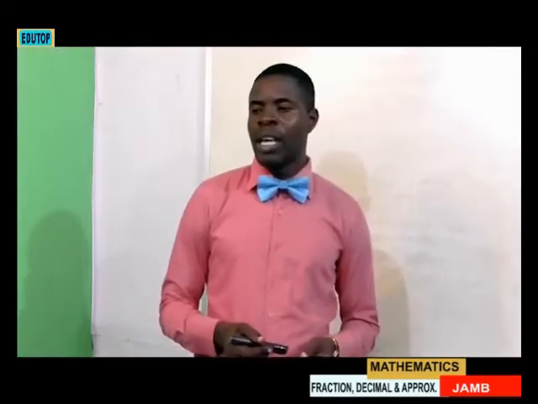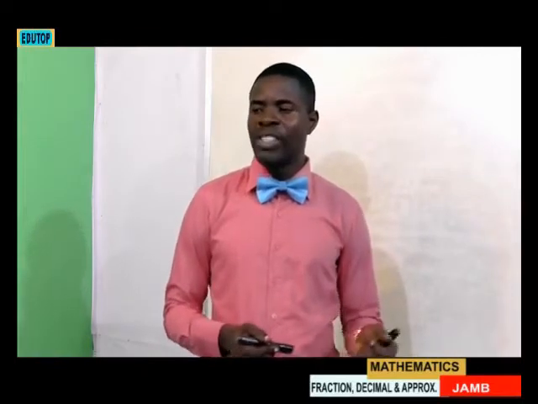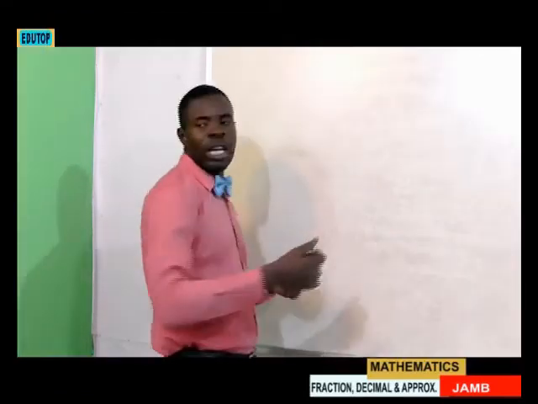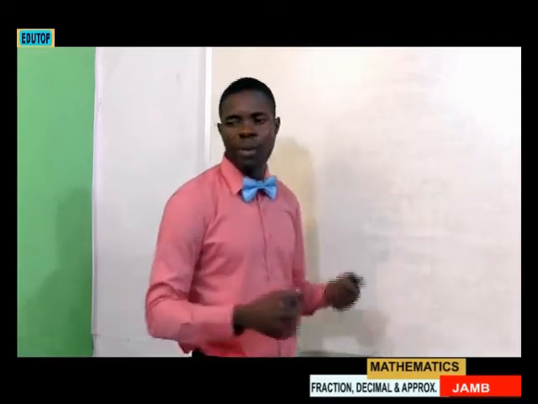Question 10. A number of pencils were shared out among Bisi, Shola, and Tunde in the ratio 2, 3, 5, respectively. If Bisi got 5, how many were shared out? So in this situation, it's also a word problem in the form of ratio.